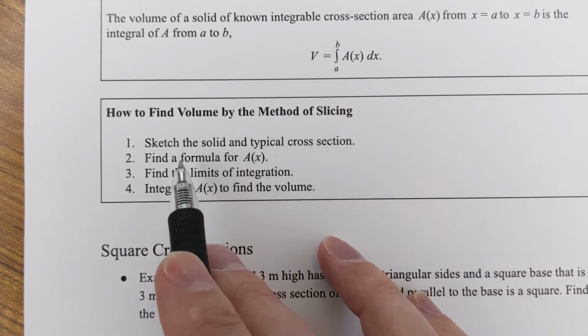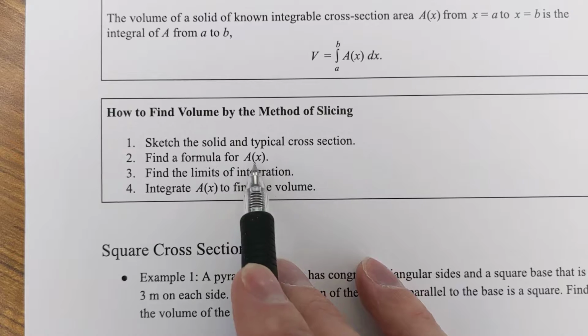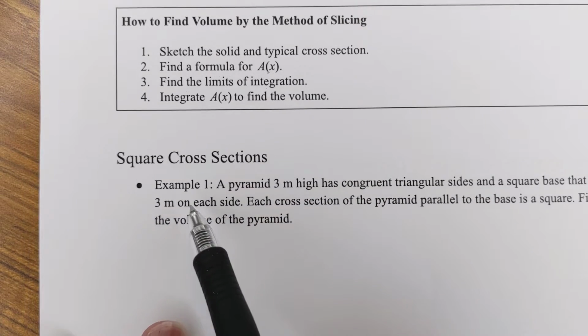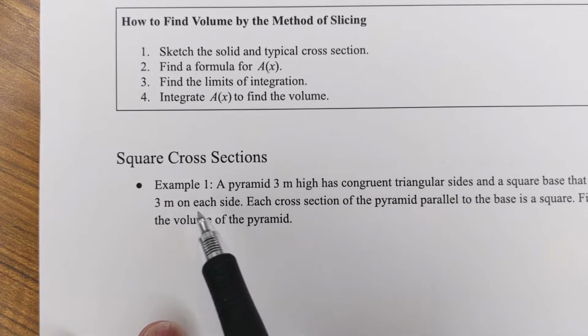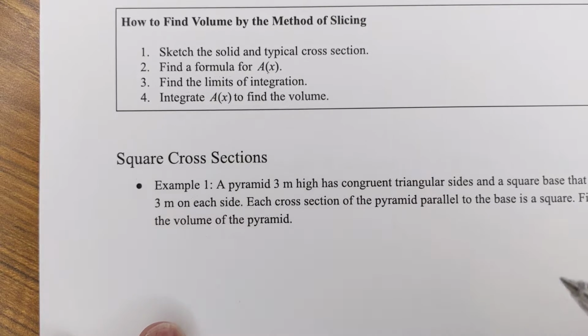So the method of slicing: you want to sketch your solid and a typical cross-section, find a formula for the area of that cross-section, find the limits of integration, and then integrate to find the volume. Example 1: a pyramid 3 meters high has congruent triangular sides and a square base that is 3 meters on each side. Each cross-section of the pyramid parallel to the base is a square. Find the volume of the pyramid.